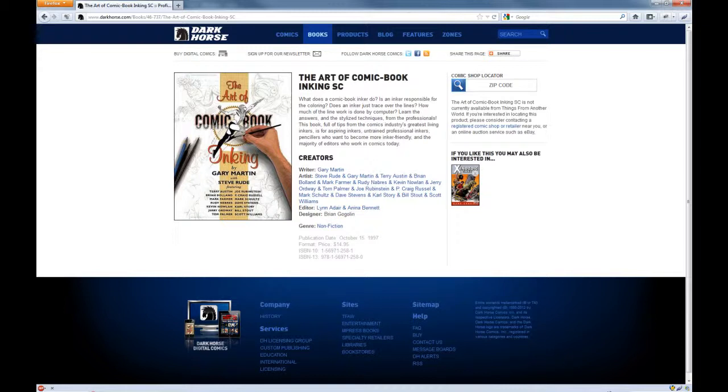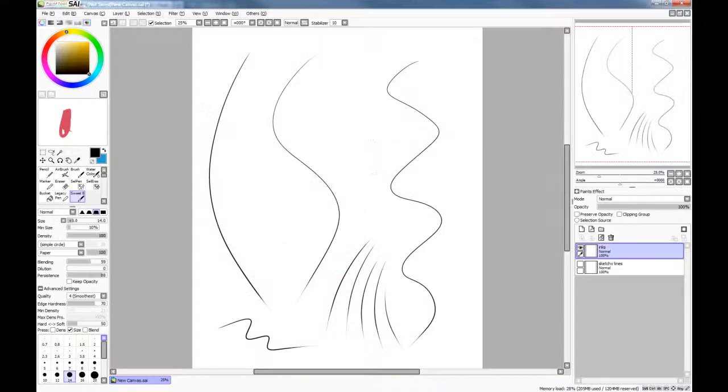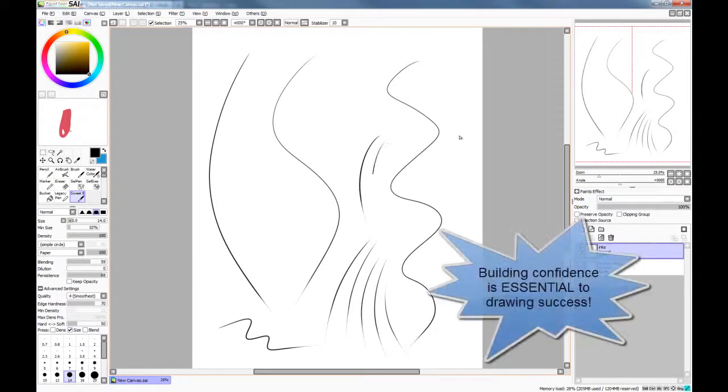If you want to attend a local course at your school in inking, you could do that, but I recommend that book. It's cheap, and it's full of information. If you practice from it, I'm sure you can get something out of it, and it'll help build your confidence. That's what it's all about. You want to build your confidence and really make something that's your own.